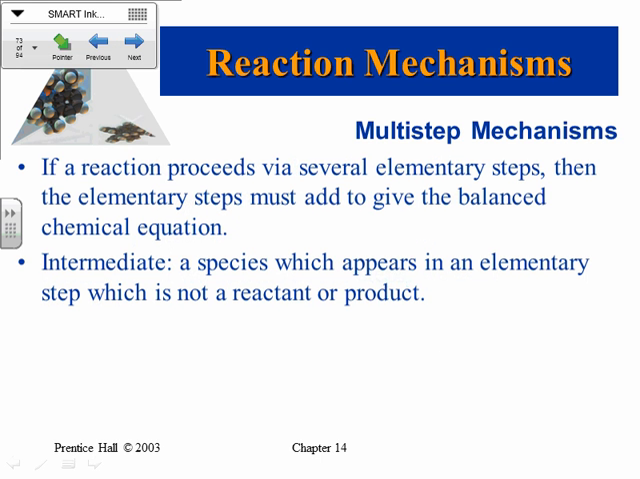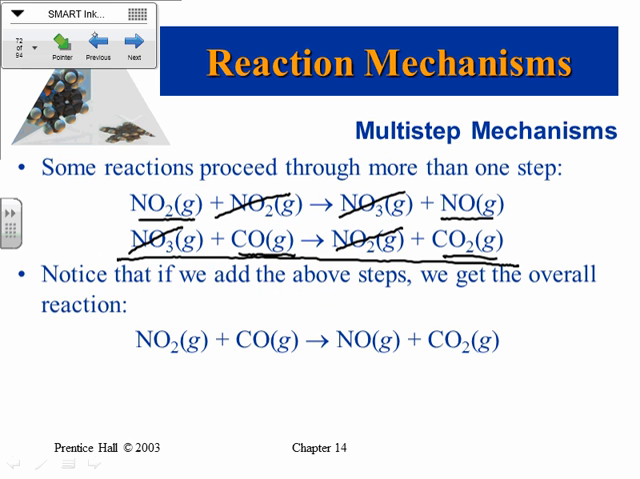Okay? An intermediate is a species that appears in an elementary step that's not a reactant or a product. So our intermediate for this example over here would be the NO3. Okay, and we kind of already talked about that. It appears in the first elementary step, and it disappears in the second one, so it's like it was never there. Okay? In fact, it may never have been there if this is not the correct mechanism for this reaction.